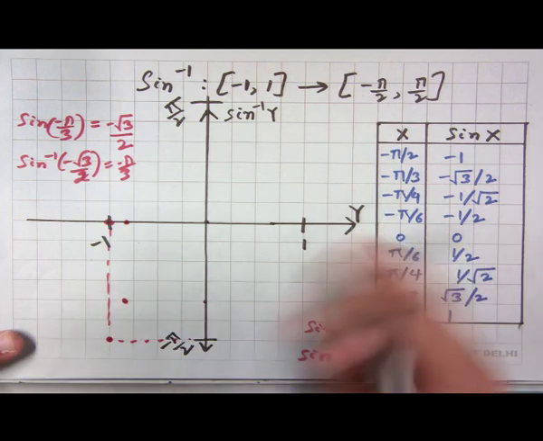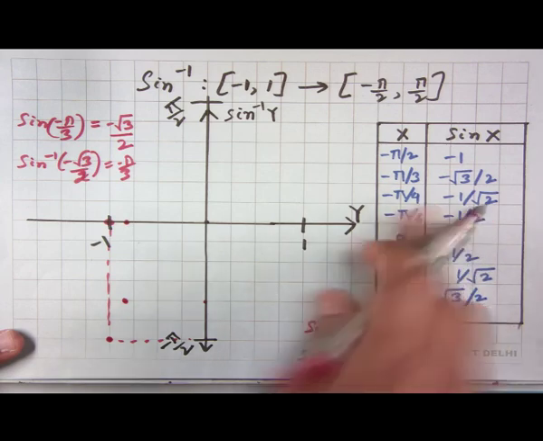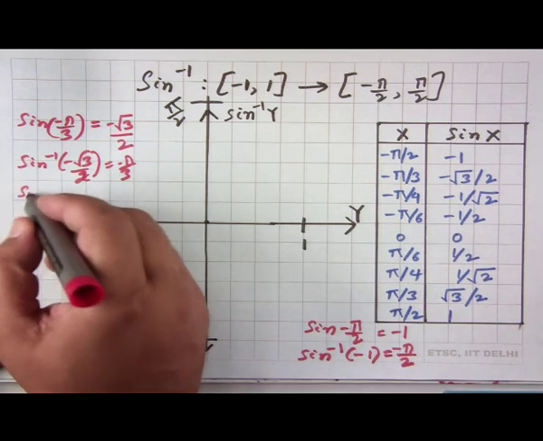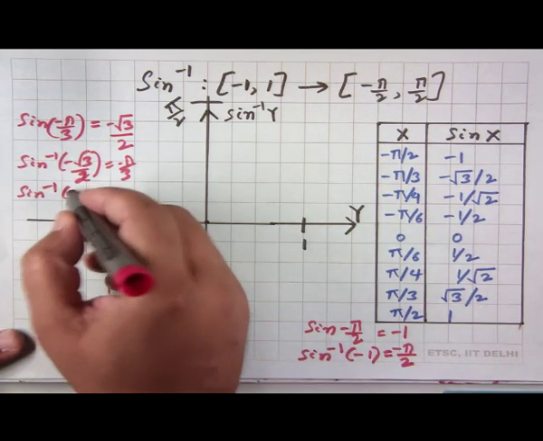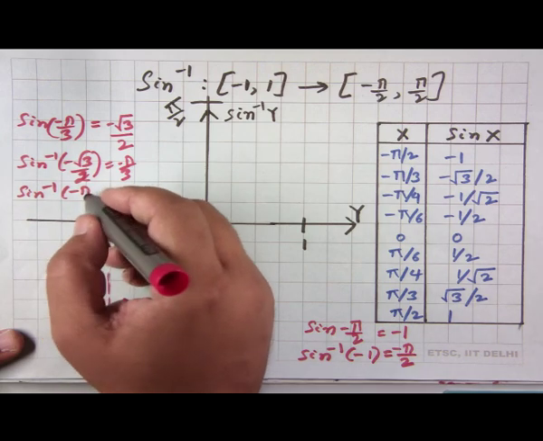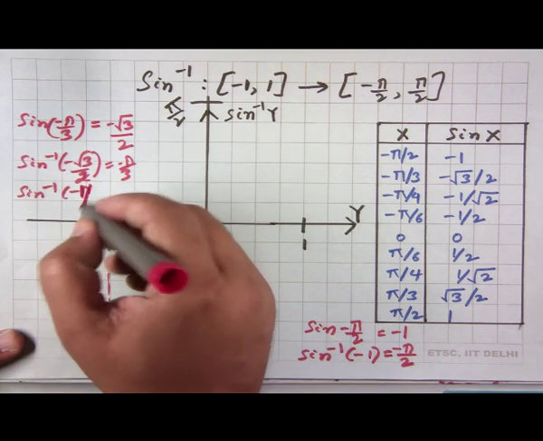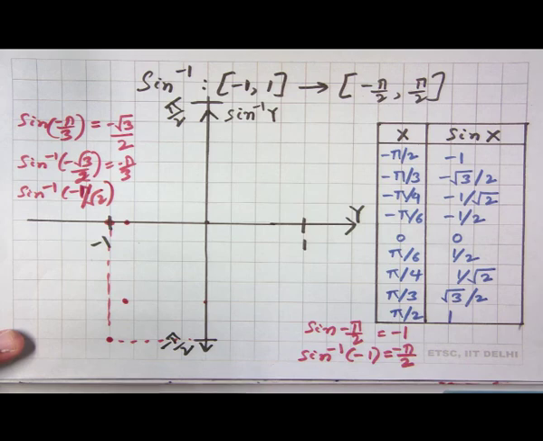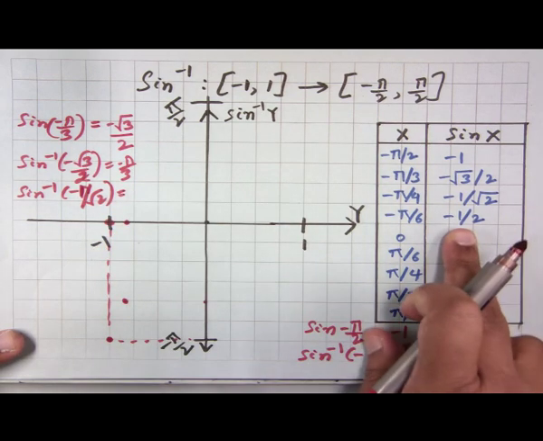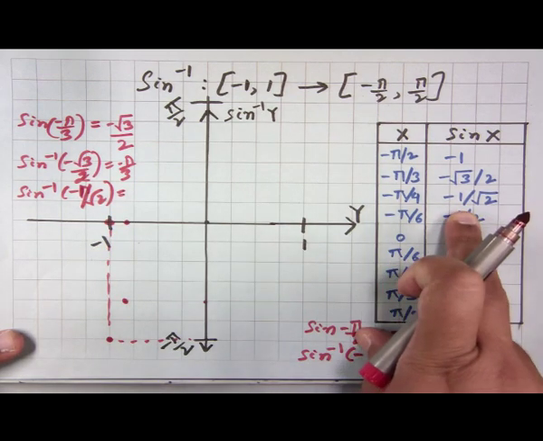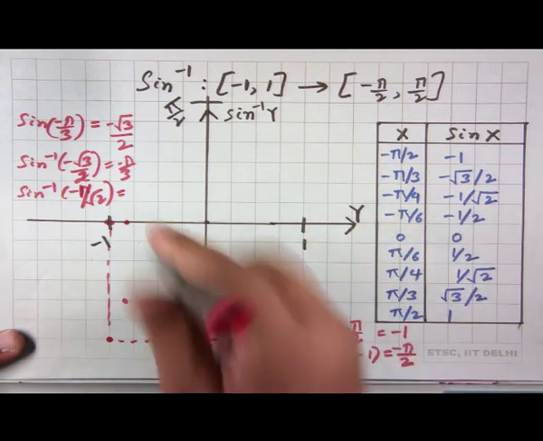So, similarly, from this graph we can also show that sine inverse of -1/√2 will be -π/4.